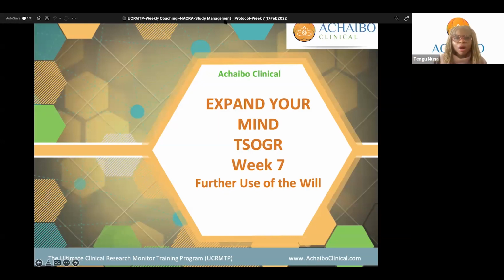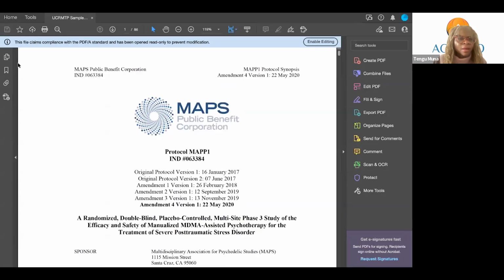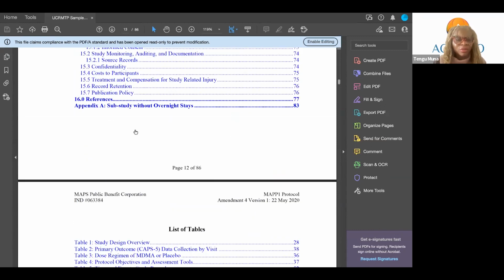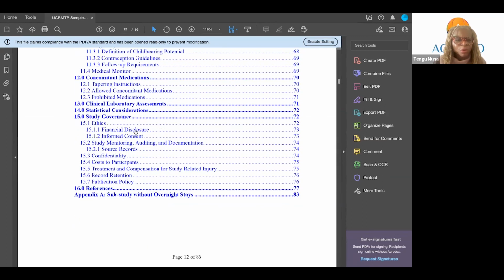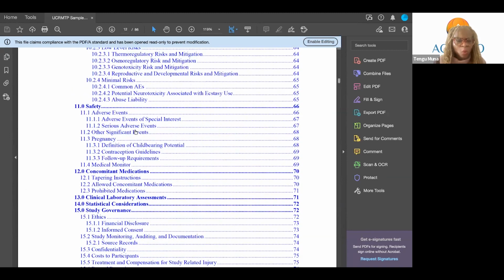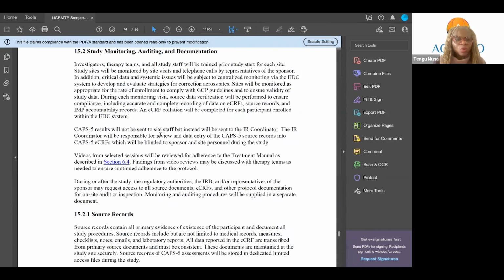Let me open up the protocol that we're looking at, and let's go to, I thought I had this already, to the spot, to the data requirements spot. Where was it? The study design. Those are all the tables. Financial disclosure, data handling. So study monitoring, auditing, and documentation. This is where this will fall. So we'll go here. So it talks about, this is all the data piece, right?